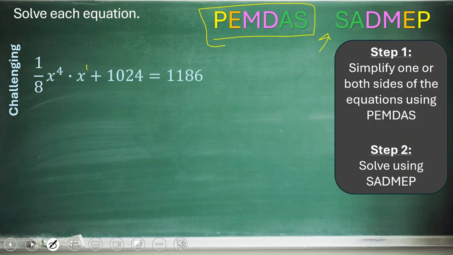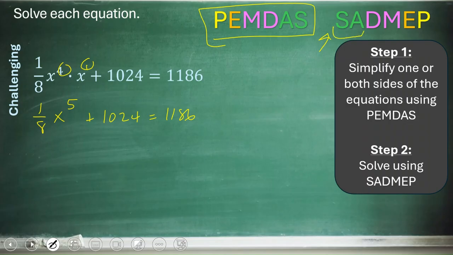Remember, there's a hidden 1 on this x. So I'm going to go ahead and rewrite this 1/8. Remember, this is the power of a product property, so I add my exponents and I get x to the 5th here. So 4 plus 1 is 5. I can't really simplify anything else on this side. So I am going to move over to SADMAP.